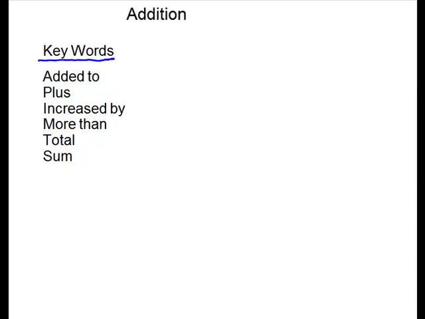Next, we'll look at some keywords that mean to do addition. Added to, plus, increased by, more than, total, and sum. Notice the word that's not in the list is the word and. A lot of people think and means to add. And is really a separator, and it can be used with any of the operations, so it doesn't mean add. These are the words that mean to do an addition problem.